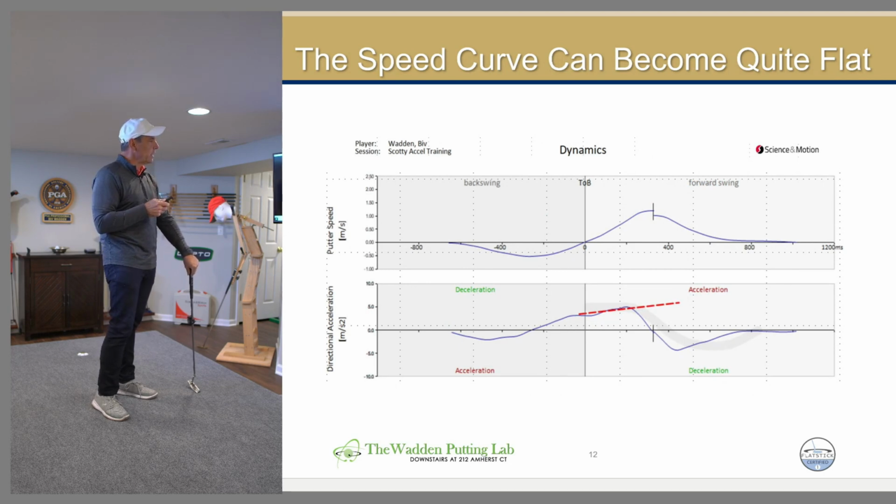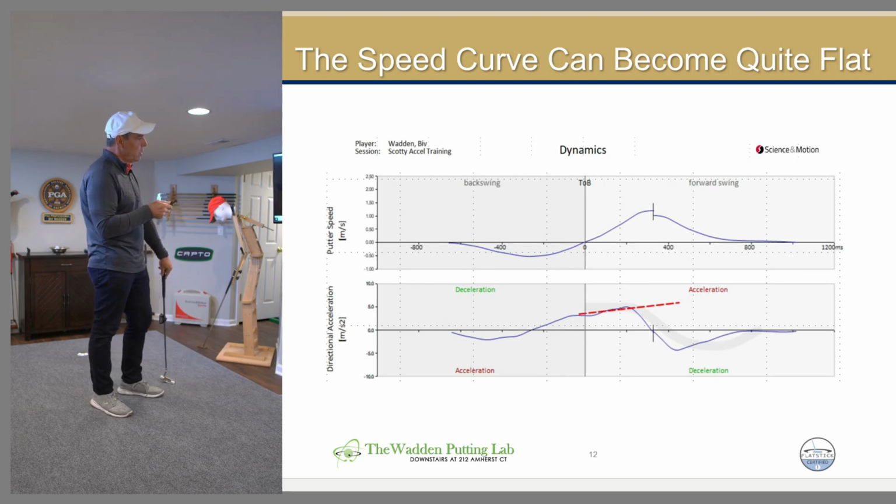Now here's what this looks like in the real world. This is a SAM PuttLab graph, and the graph down below is the acceleration profile. The graph up above is the speed profile. So notice in this putt, which is a correctly hit putt, that at impact, denoted by this vertical hashed line, the acceleration is coming right down through the zero line, right at impact. And then look at the result in the velocity curve.